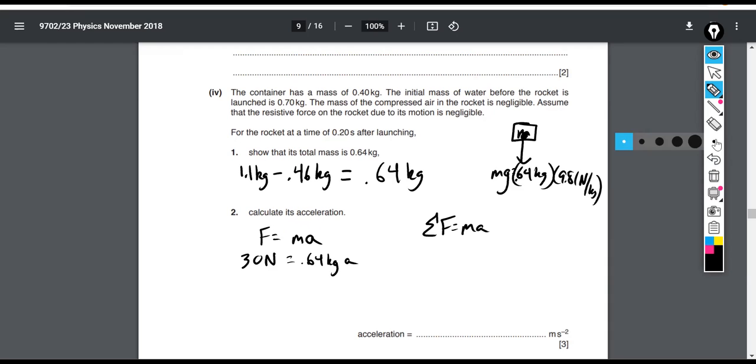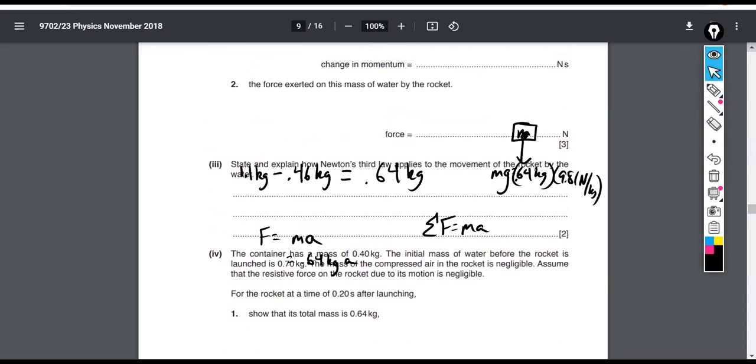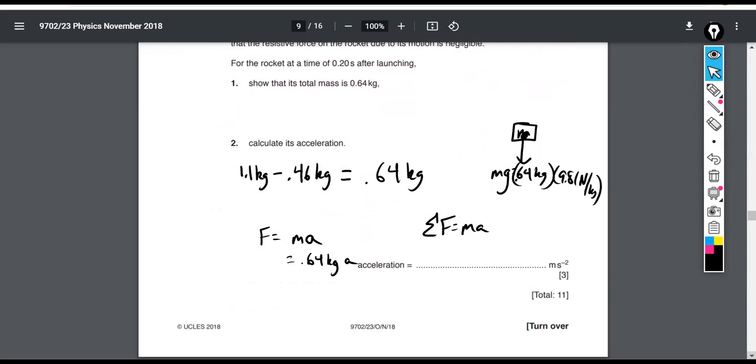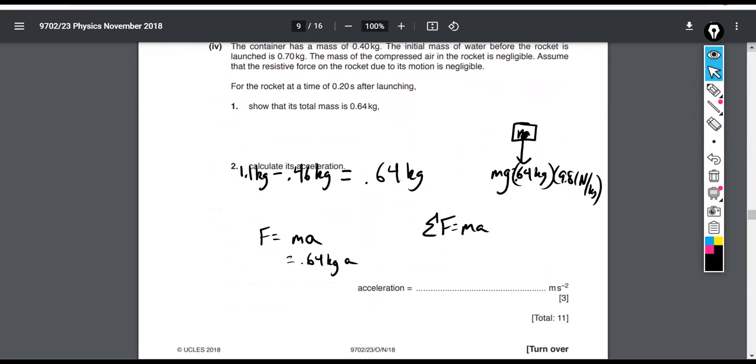And so 30 is not the correct value to substitute in here, right? It's not the net force, okay? That's the force produced by the water, right? The force exerted on this mass of water by the rocket. So the rocket exerts that force down and gives it acceleration up. We've got to subtract away the weight from it, right?